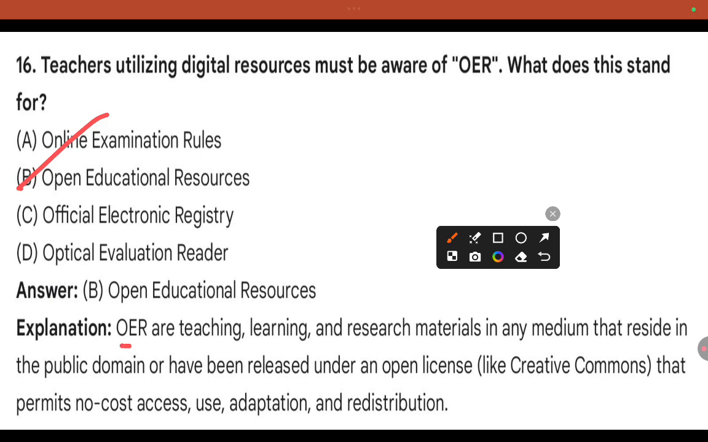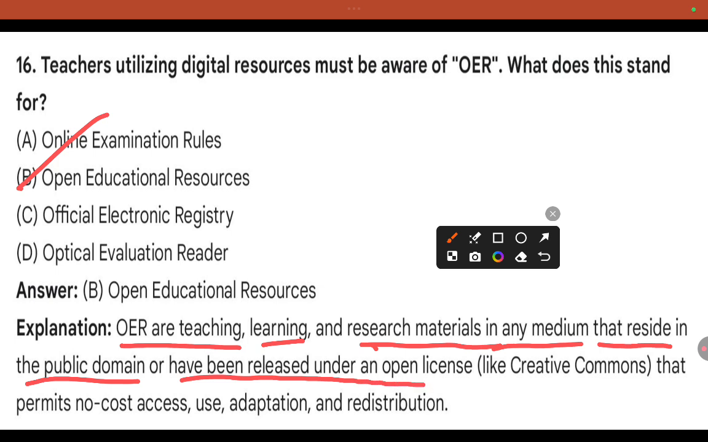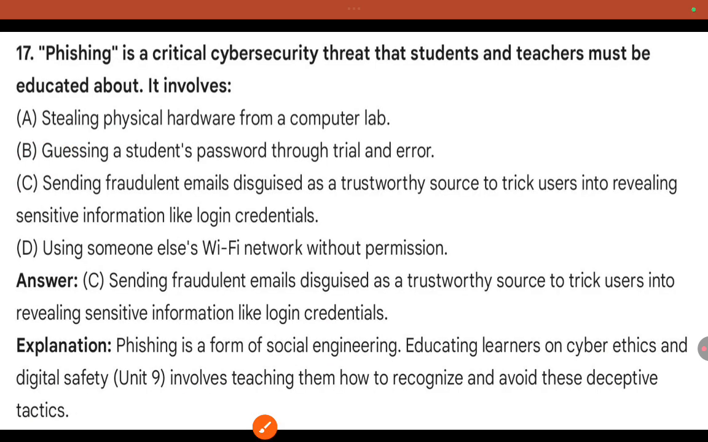OER: teaching, learning, and research materials in any medium that reside in the public domain or have been released under an open license like Creative Commons that permits no-cost access, use, adoption and redistribution. 17th one.